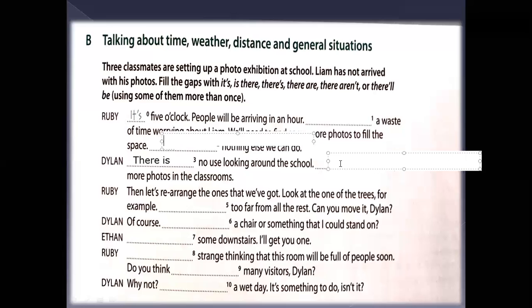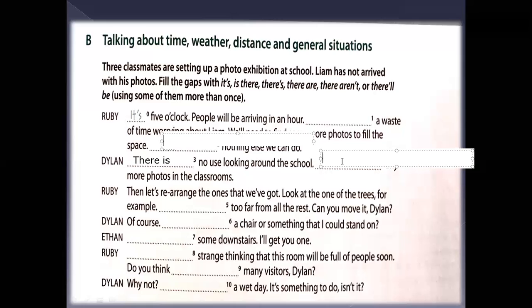It depends on your situation. If you're really talking about the future, there could be. But in this case, for example, we want to find something else. There's nothing else we can do. So there is no use looking around. Okay. Number four, Sophie.